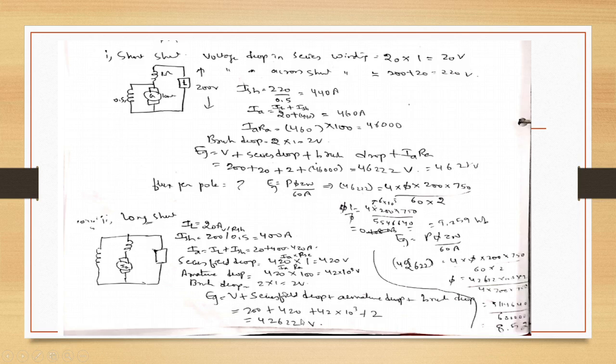Okay. So we are finding out the EG. Then again substitute in this EG equation, EG is equal to phi Z N P by 60 A. Substitute all the values, find out the value of flux, that is 8.52 Webers. So I hope this numerical is clear to everyone. If you have any doubt, you can ask me, students.